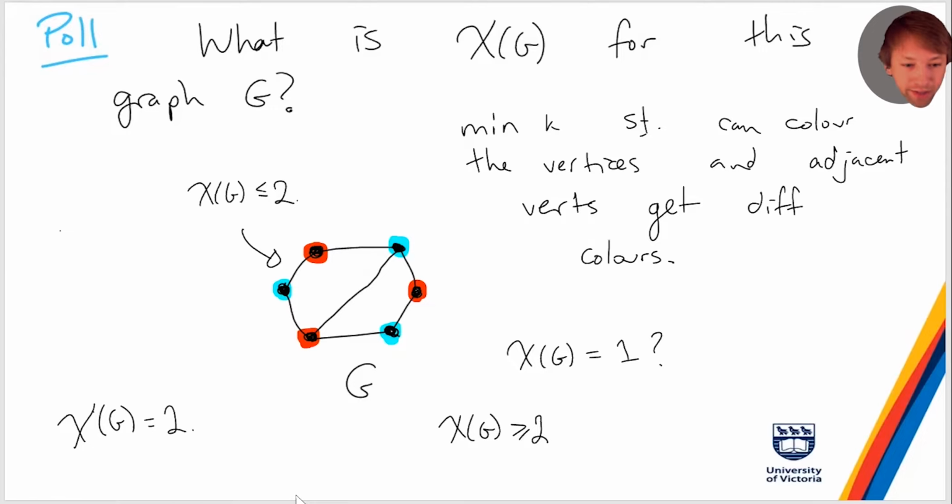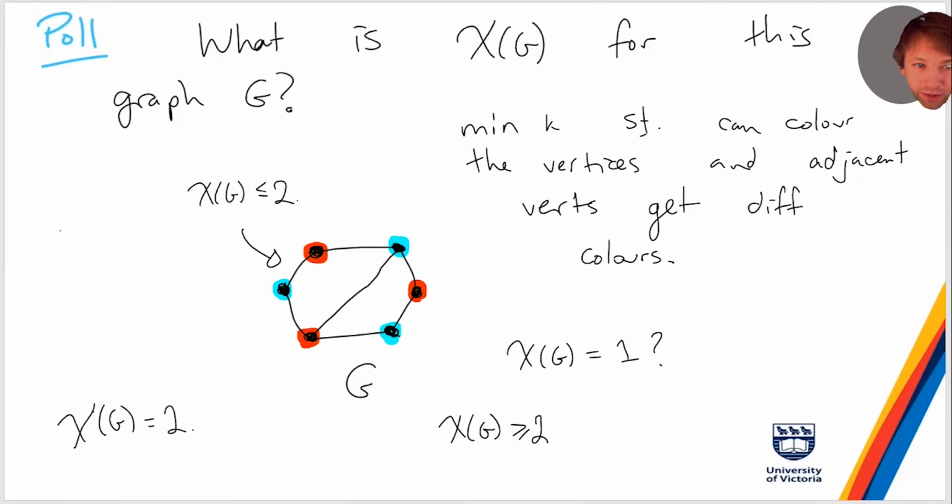Okay, so some people seem to put 3. Some people put 6, which maybe 6 is the number of vertices. So if we wanted all the vertices to have a different color, the answer would be 6. But we don't want all vertices to have a different color, just the adjacent pairs. That's our only restriction.